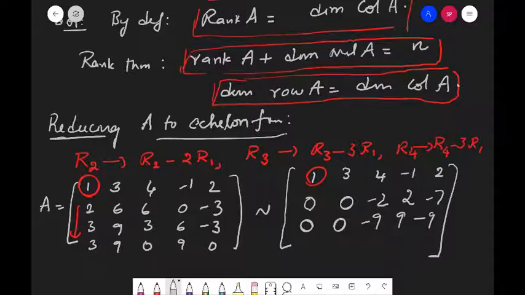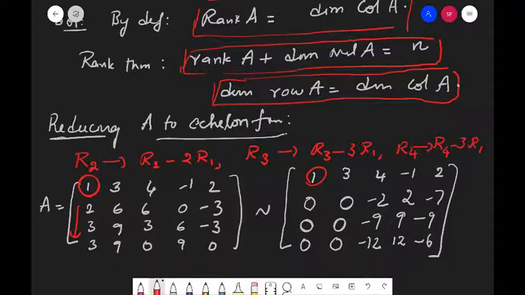Then coming to the last row, R4 minus 3R1. 3 minus 3 is 0, 9 minus 9 is also 0, 0 minus 12. So this is minus 12, 9 minus 1 into minus 3 is 3, so 9 plus 3 is 12, and then 0 minus 6 is equal to minus 6. Now the pivot position is over.